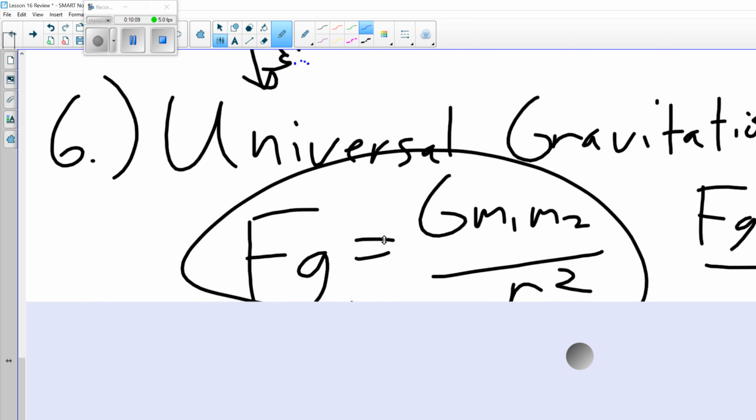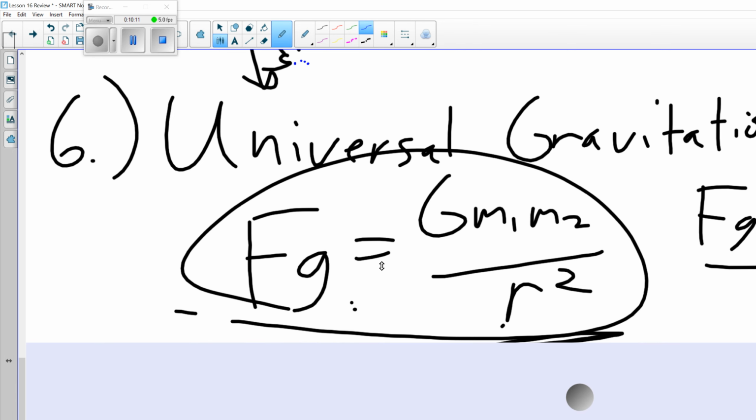So that Fg is mutual. This is Newton's universal law of gravitation. The force of gravity is dependent on the two masses and the separation distance between their centers. Everybody with me there?